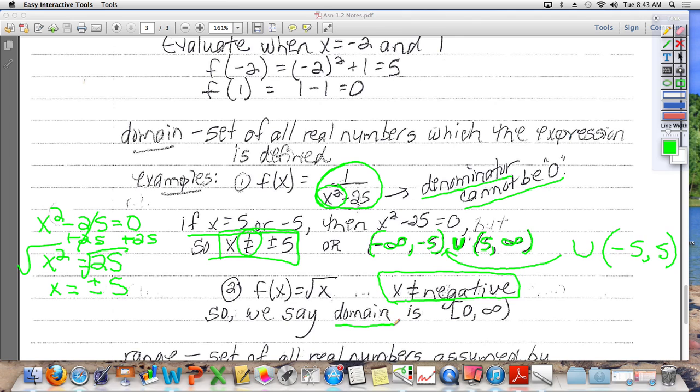So notice my use of the bracket here. You guys were asking about that a few minutes ago. Here's your bracket. So it does include 0. It goes all the way to positive infinity, and infinity, of course, always gets your parenthesis, not a bracket.